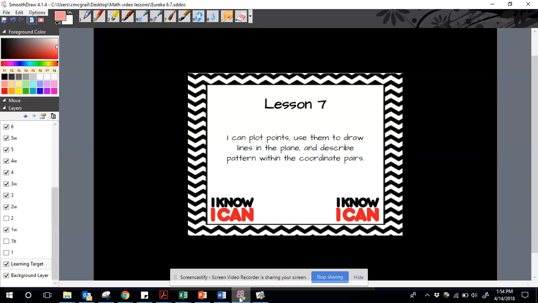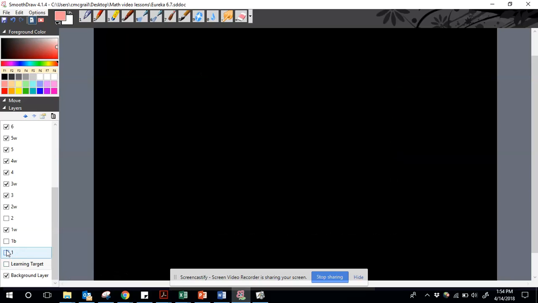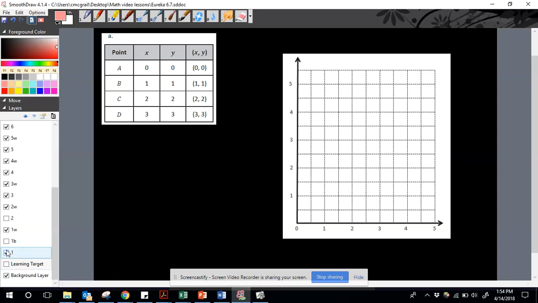Our learning target is I can plot points, use them to draw lines in the plane, and describe the pattern within the coordinates. Let's go ahead and get started. Today, we'll be looking at a set of coordinates, and we're going to see if they follow a certain pattern. When you're following along, you do not need anything to write on, but you will be answering some questions on Edpuzzle. So to start off, I see points A, B, C, and D.